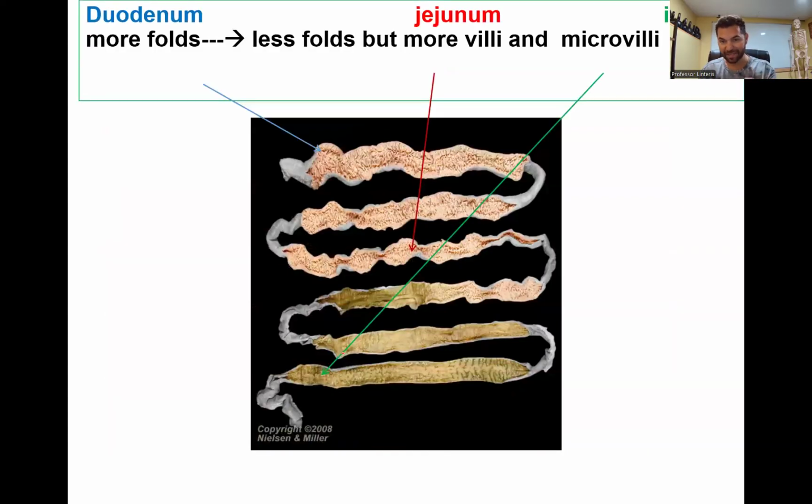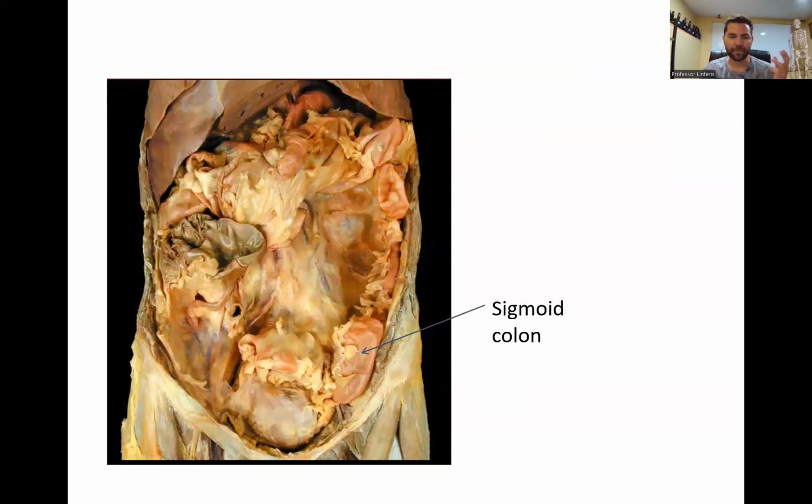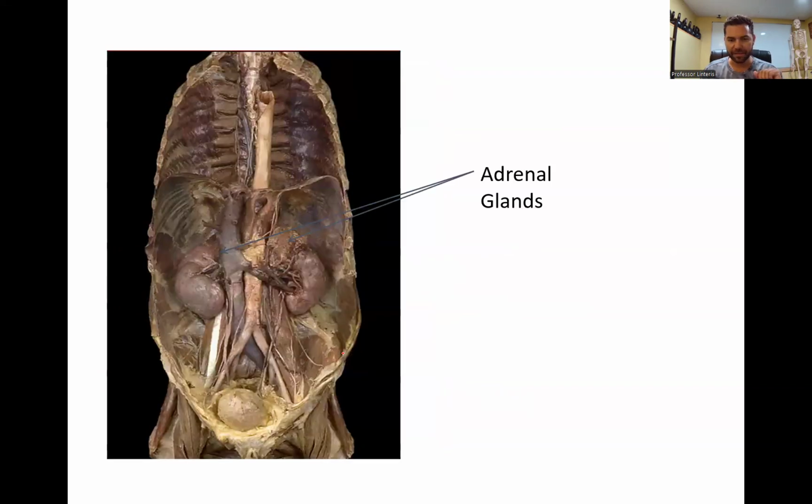Pictures of the small intestine, the different regions, duodenum, jejunum, and ileum, respectively. We could see the rugae, all types of things. And hopefully that makes sense. What did we talk about? We did the basic anatomy of the digestive system.